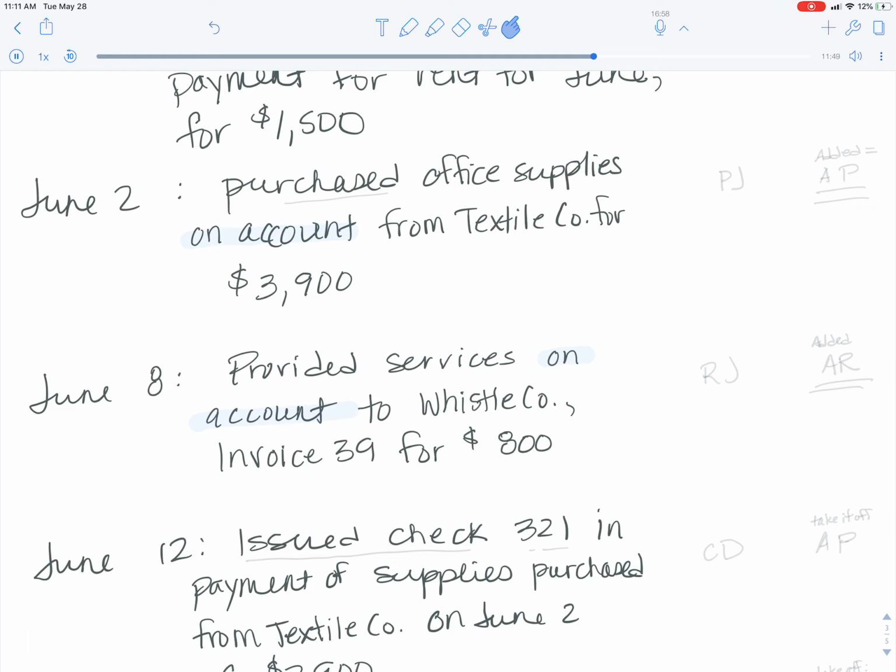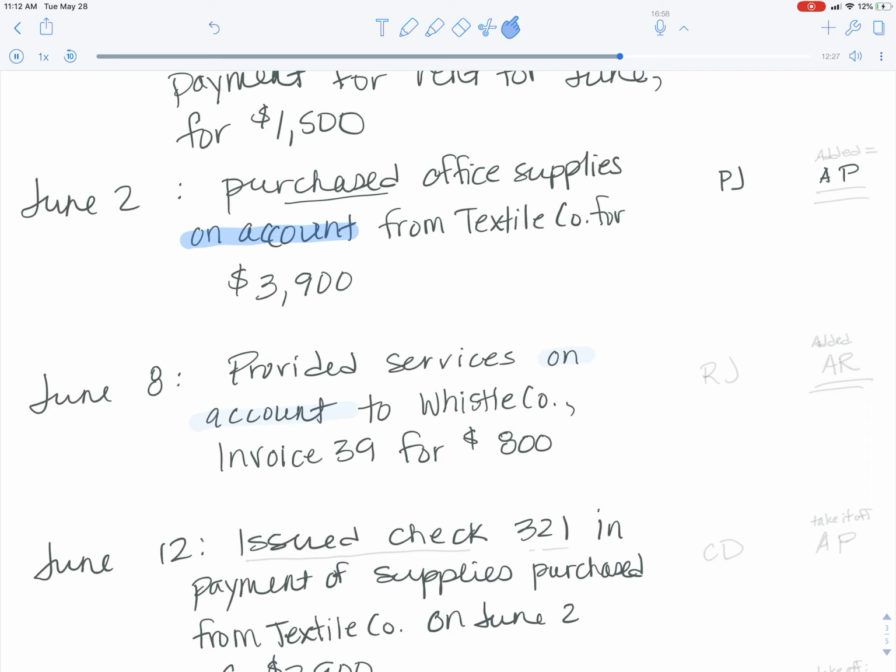On June 8th, we provide services on account to Whistle Company using invoice 39 for $800. So we provided services, so we made some revenue, but we didn't get paid yet. So that journal is going to be the revenue journal. It can't be the cash receipts journal. We didn't get the money yet. So use the revenue journal to show we did make money, but we didn't receive it. So we're going to receive it later, then we have to put it on our list for accounts receivable, which will show it later. Okay, that's our subledger.